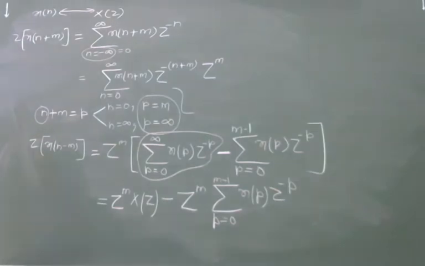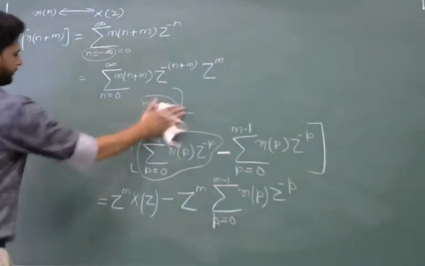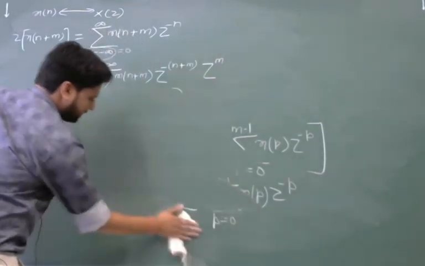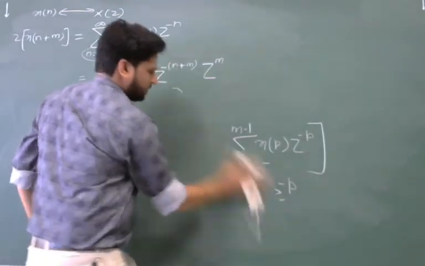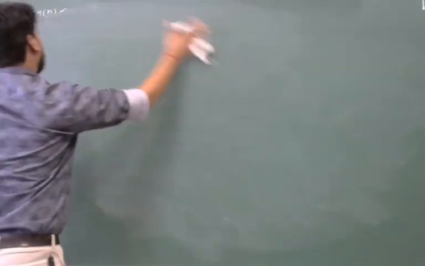The next property is the multiplication by an exponential term property. So what will happen when we multiply the signal in the time domain with an exponential signal like a power n? What will happen if we multiply with a power n in the time domain of the signal?